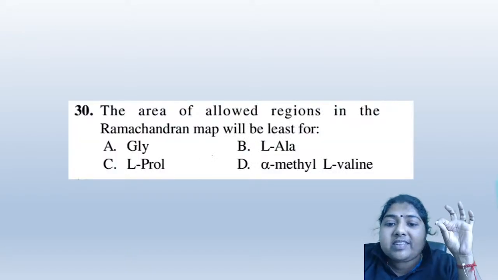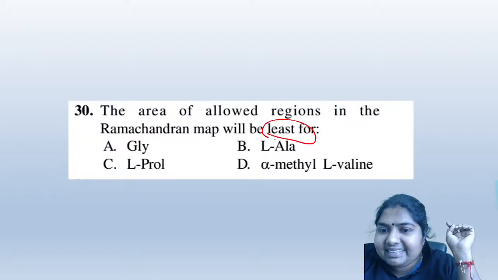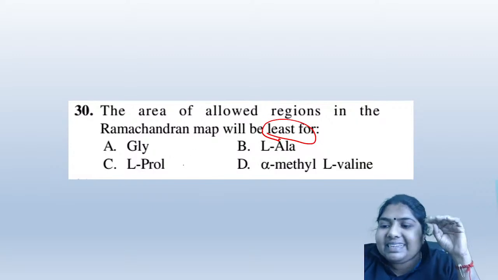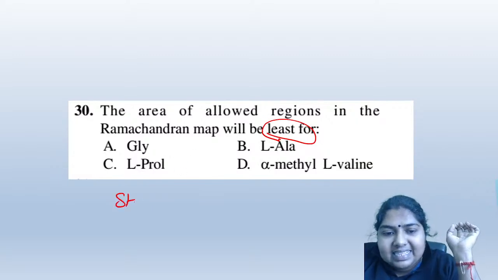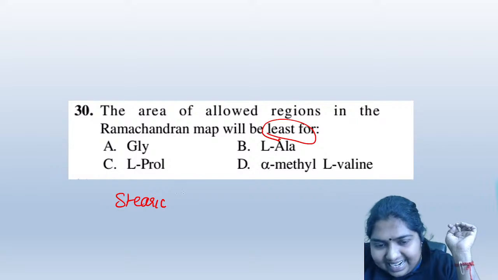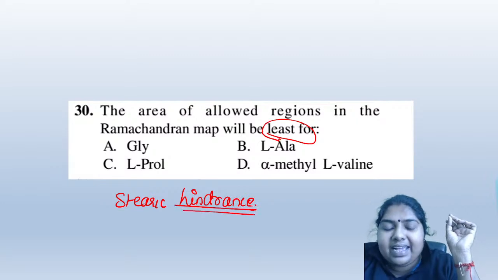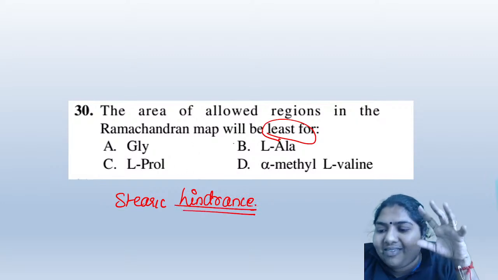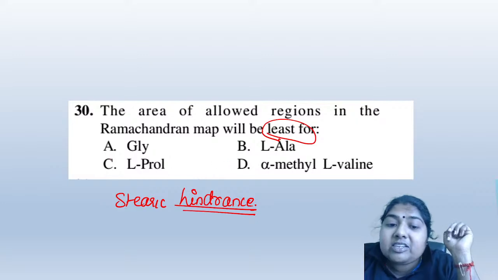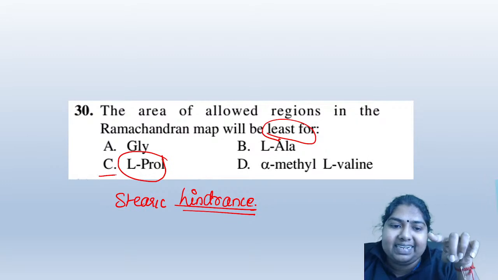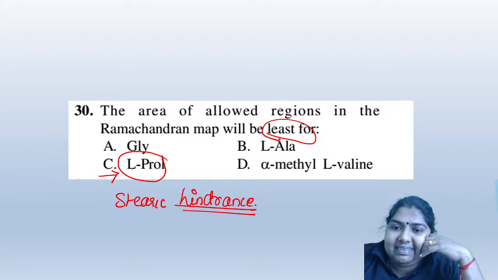See here, which is going to be the least region I asked. Okay. So least means it is having a steric hindrance. If it is going to be least, it is having a steric hindrance. So who among them is having a steric hindrance? It is going to be the L-proline. Proline is the only one having the hindrance. That is why this is the correct answer.